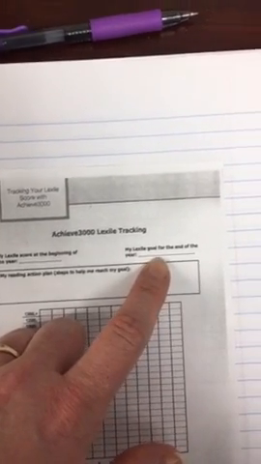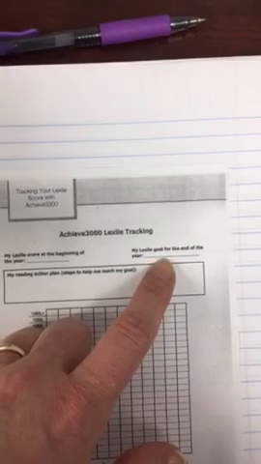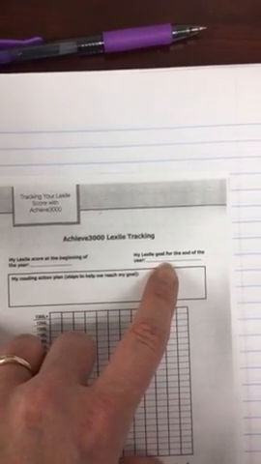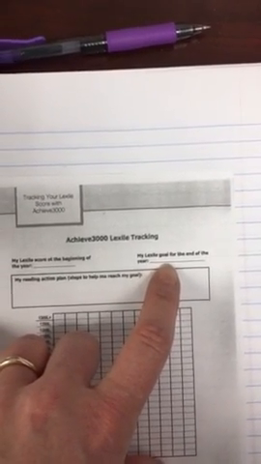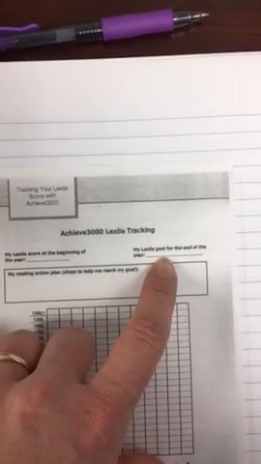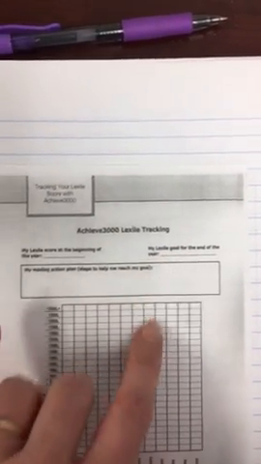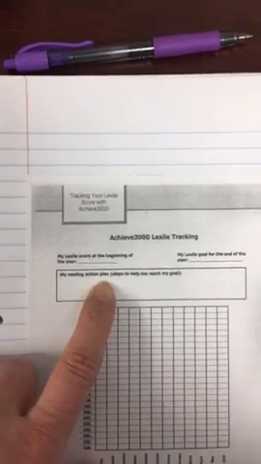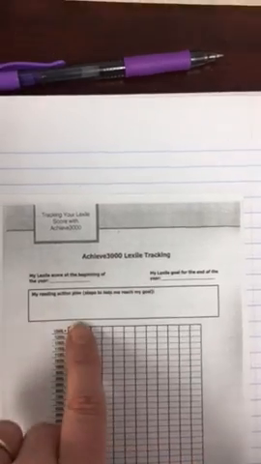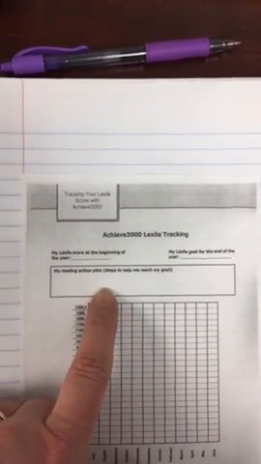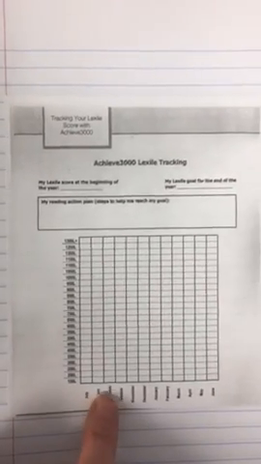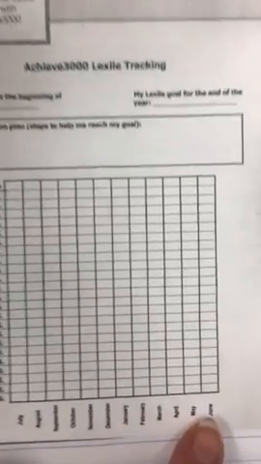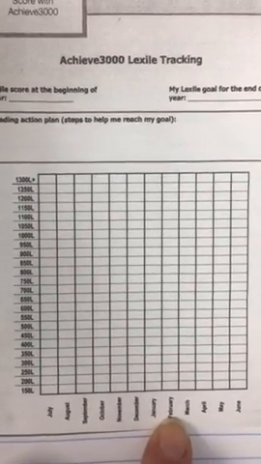We still have about 8 weeks left of school, so think about what kind of goal you have for yourself for the end of your 8th grade year going into high school. Where do you want to see your Lexile? Right here, my reading action plan, steps to help me reach my goal. Later you'll be brainstorming some thoughts, something you might want to write here that's going to help you to increase that Lexile. Down here you have the Lexiles up the left-hand side, and down here we have months of the year. So you will actually be starting with February.